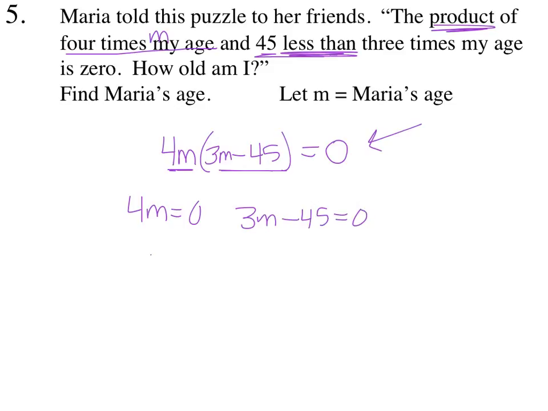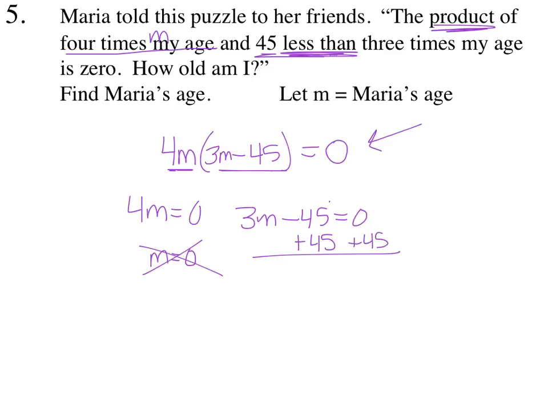So the first one's going to give you m equals 0. So you're saying Maria equals 0. With word problems, you're typically going to have one answer that doesn't make sense, and it doesn't make sense to say Maria 0. So that's not going to be your answer. And remember, with that zero product property, we just need one of these to be true.